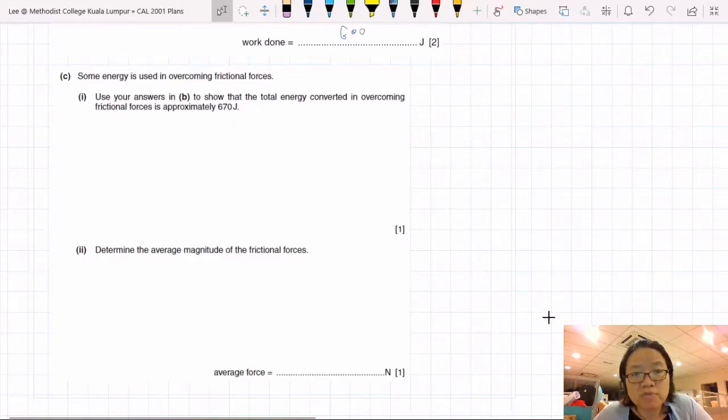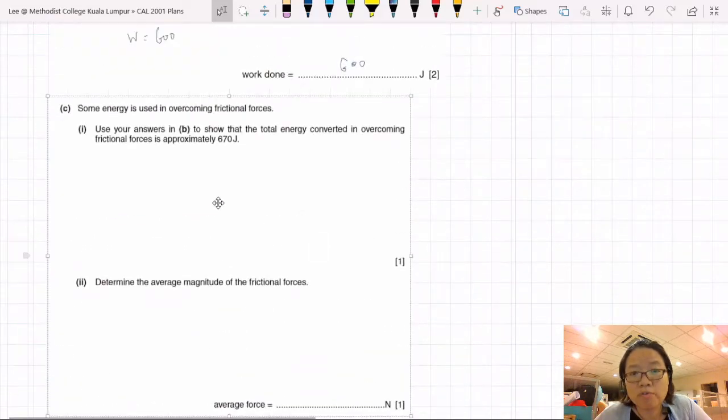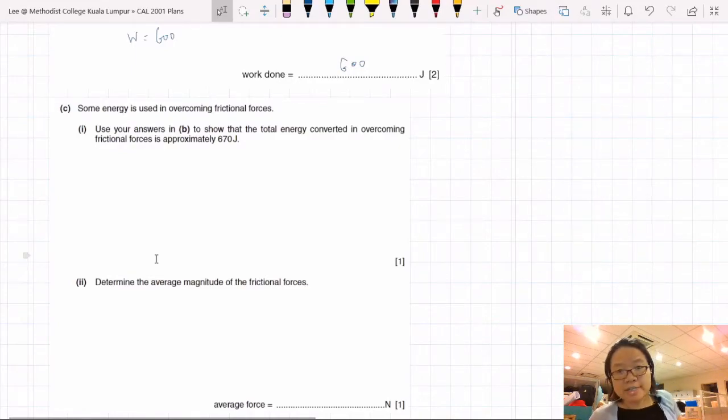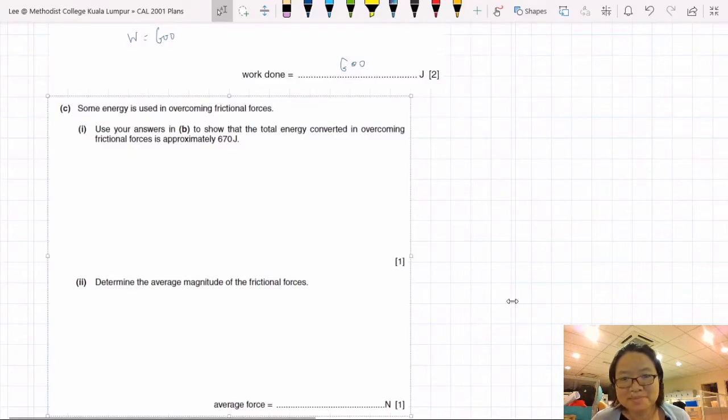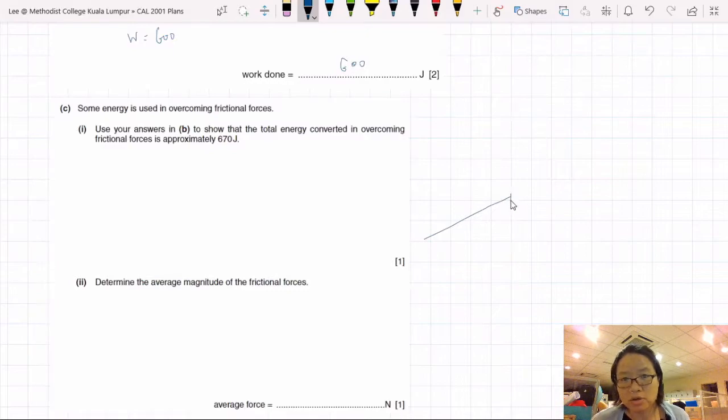Some energy is used in overcoming friction. Use your 3 answers to find the work done against friction and the magnitude of the frictional force. Total energy converted in overcoming friction is about 670 joules. Of course, you could just randomly plus or minus the 3 numbers to see how you get 670. Please try not to do that. It's like, here's the key to unlock the door, and you proceed to bang the hinges.